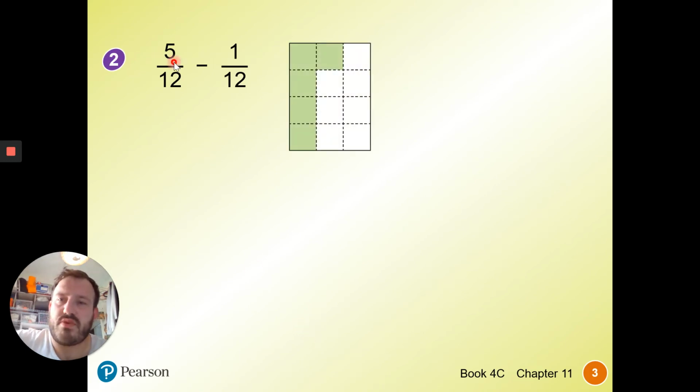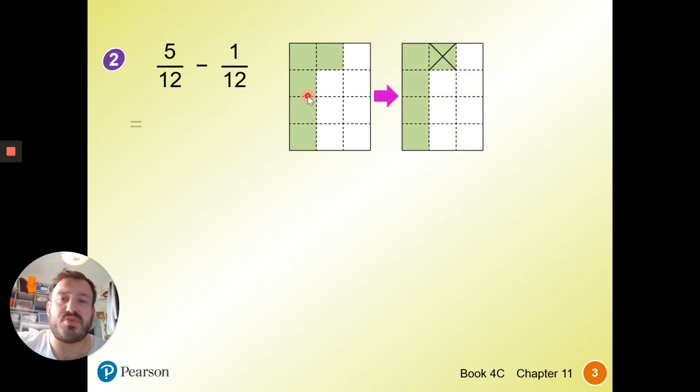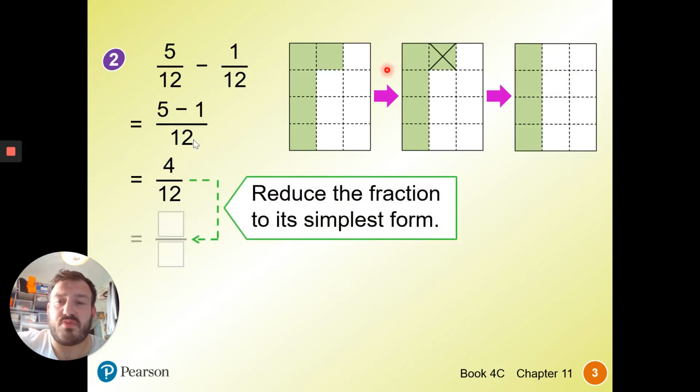So let's look at this one. We've got 5/12ths and 1/12. So we split it up into 12 parts and we've got 5 shaded and we're going to remove 1 shaded part. That leaves us with 4/12ths. Now remember our important factor, we always need to reduce the fraction to its simplest form. So I can divide both of these numbers by 4, so 1 and 3, 1/3.